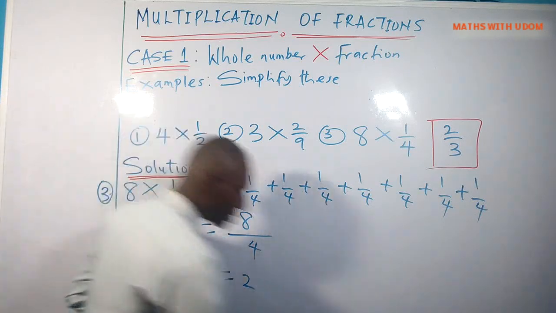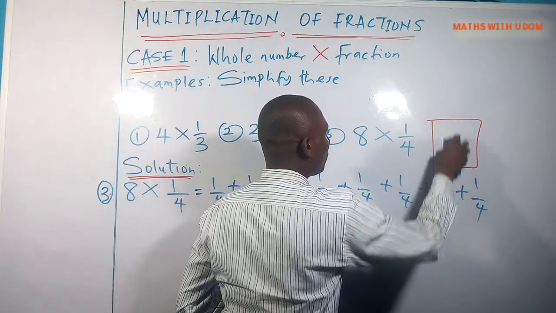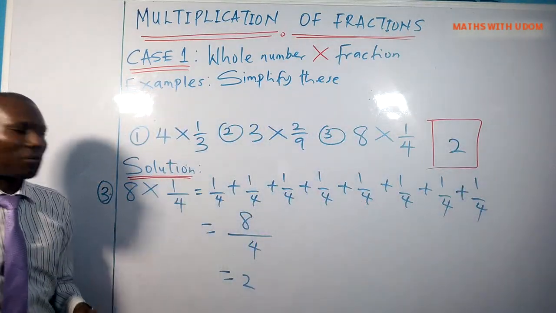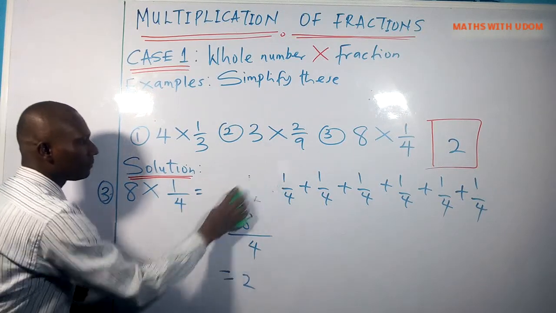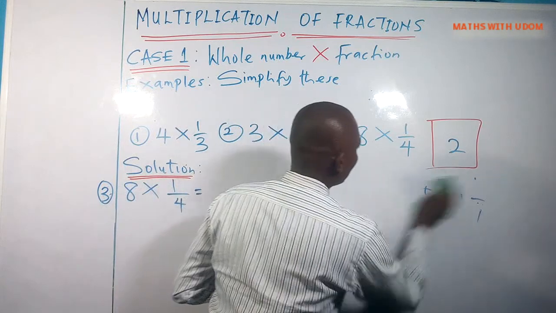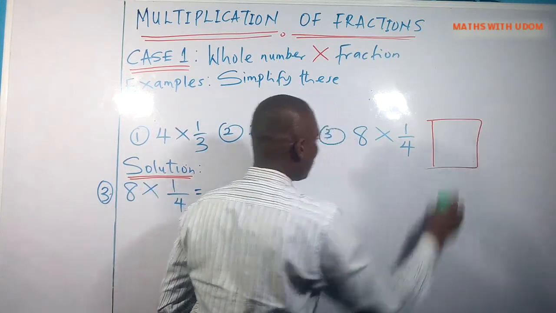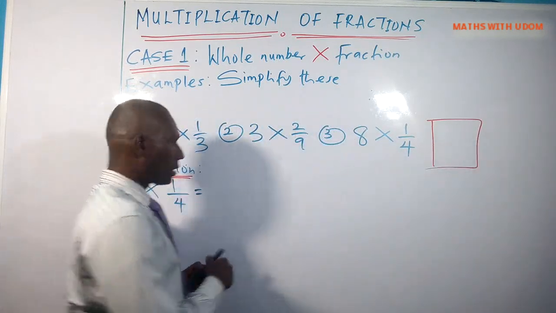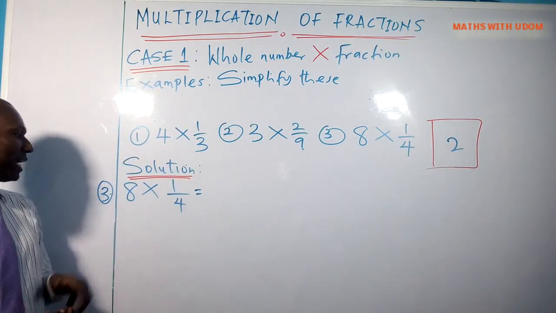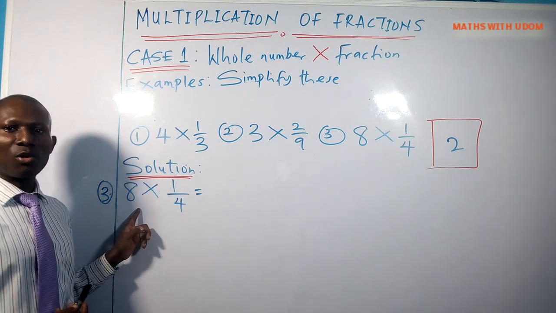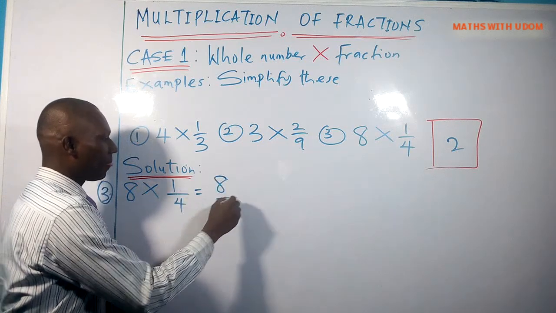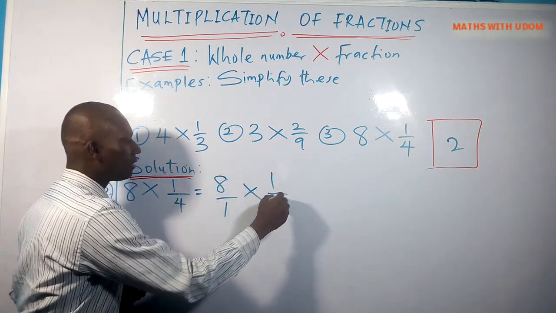So we come to this box and we write 2. Okay? That's for the first method. Then for method 2, in solving this problem, okay, we got 2 here. So the method 2 is that we write 8, whole number 8, in its what? In its equivalent form, which is 8 over 1. So we have 8 over 1 times 1 over 4.